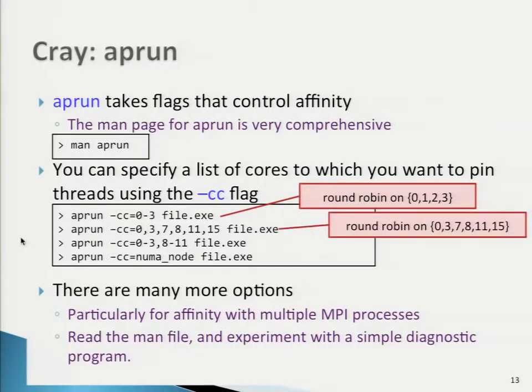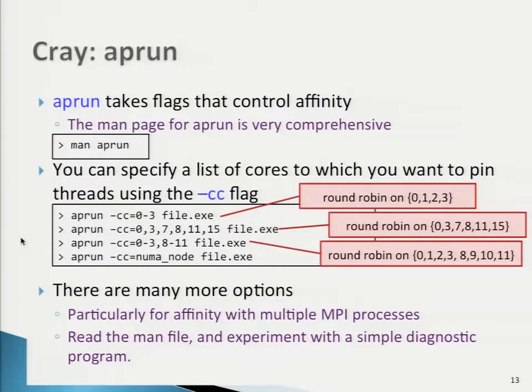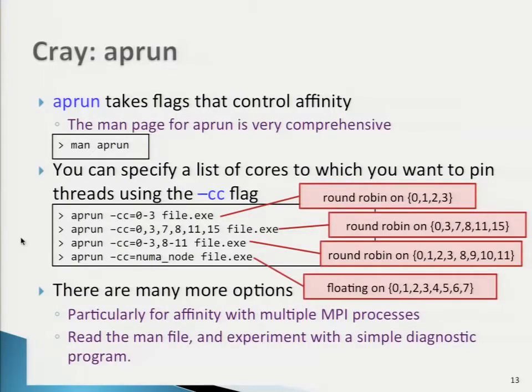And again, this is just an example that instead of having a hyphen to give a range, we can just type out a list. And we can have 2 hyphens in a list, and then the NUMA node. So the NUMA node's interesting because then the threads can float around on the 8 cores in a NUMA node. Because remember that the Interlagos from the diagram before had 2 NUMA nodes in each socket, and each NUMA node had 8 cores on it.